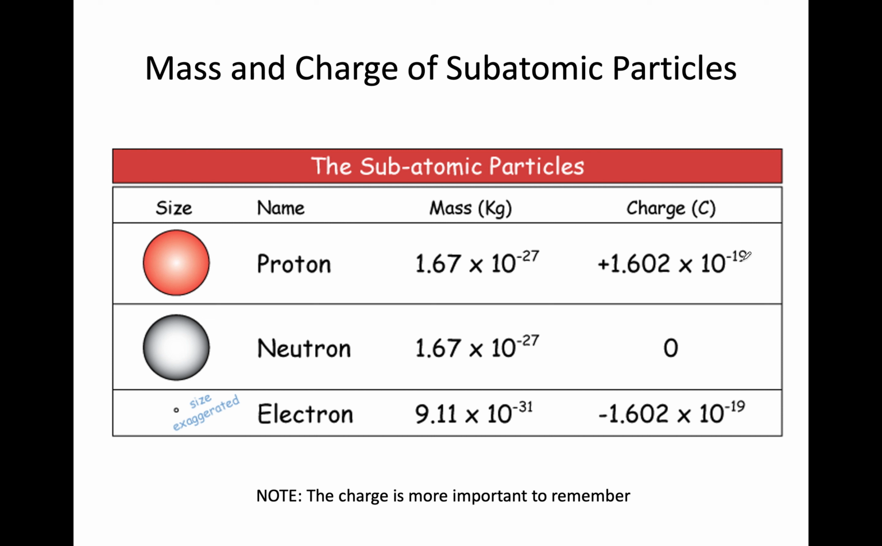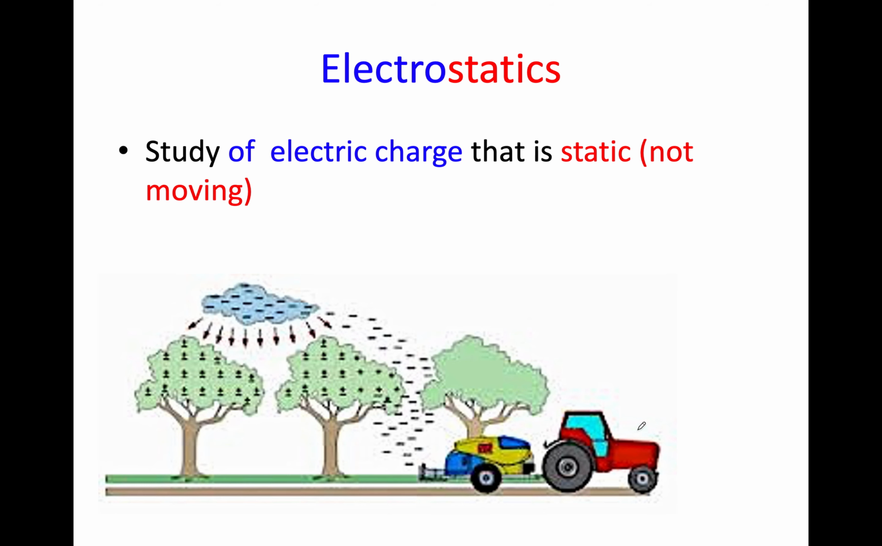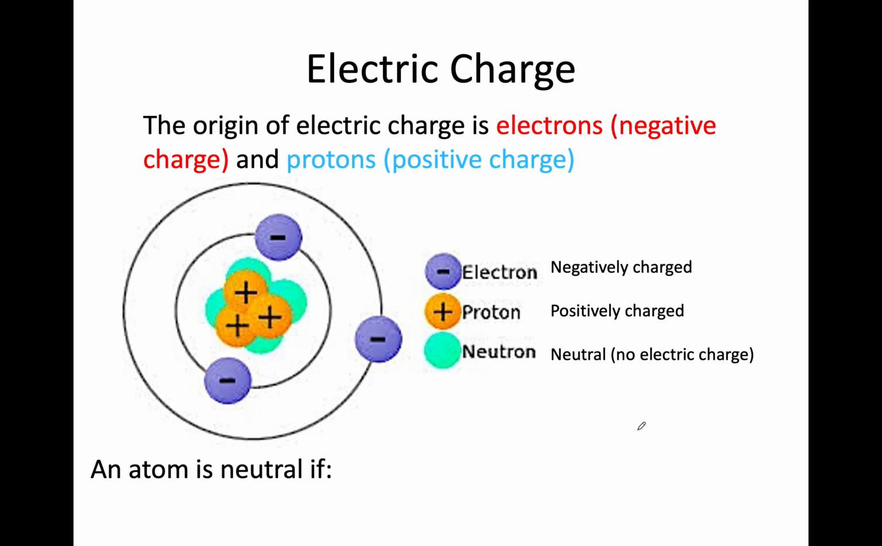1.6 times 10 to the minus 19. Positive for proton, negative for electron. Okay, so electrostatics is the study of electric charge that is not moving. And we know what an atom looks like. You have your protons and neutrons in the center, electrons around the outside, and it's these electrons that get transferred when objects rub together or when you do conduction or induction and stuff like that.